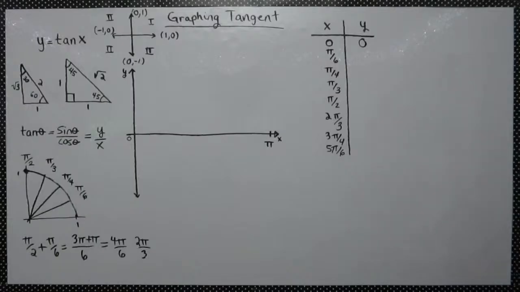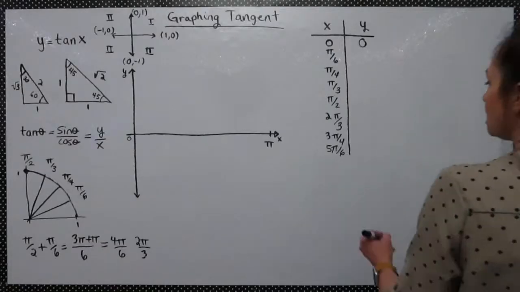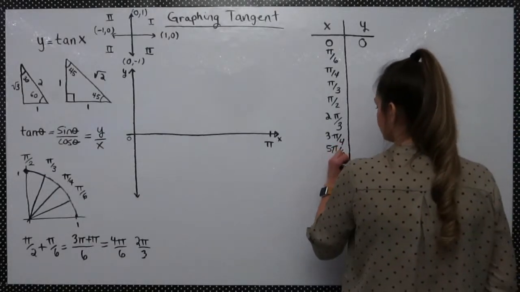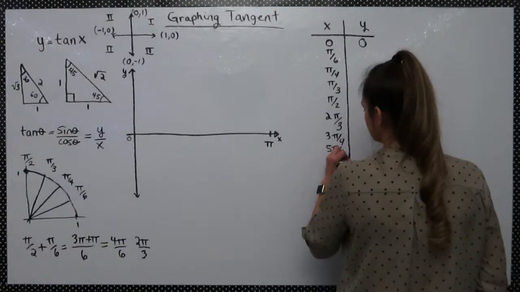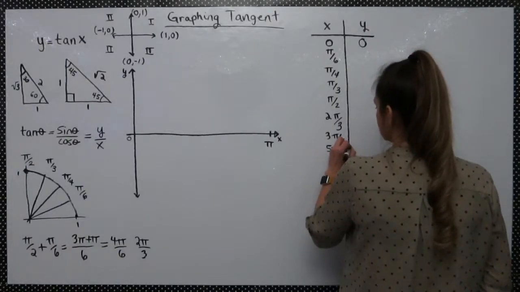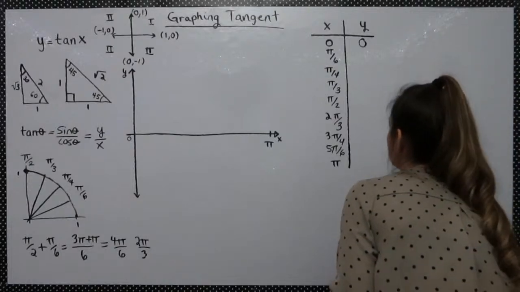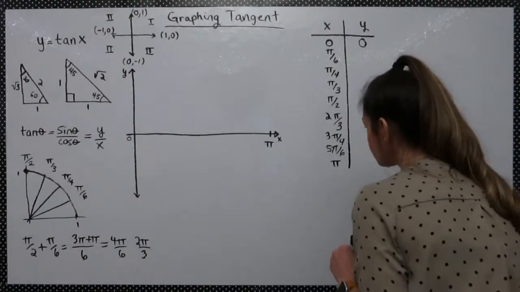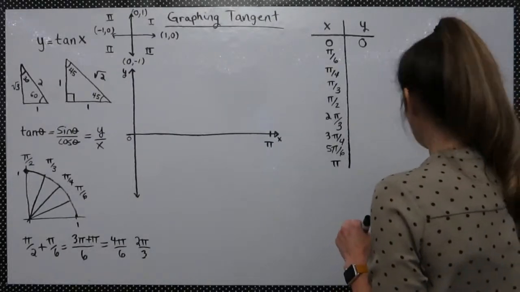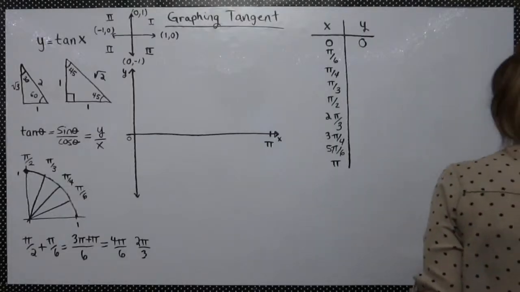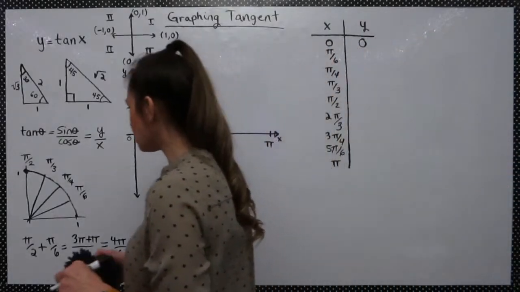All right, so we got 2 pi over 3, 3 pi over 4, and 5 pi over 6. Perfect. All right, and then we should have pi in here. So we got to get pi. So pi is in there too, because the period of the tangent function is 0 through pi. So we'll make sure we get one full complete period. And I'm almost there. So I've got all my angles. And that was the easy part.